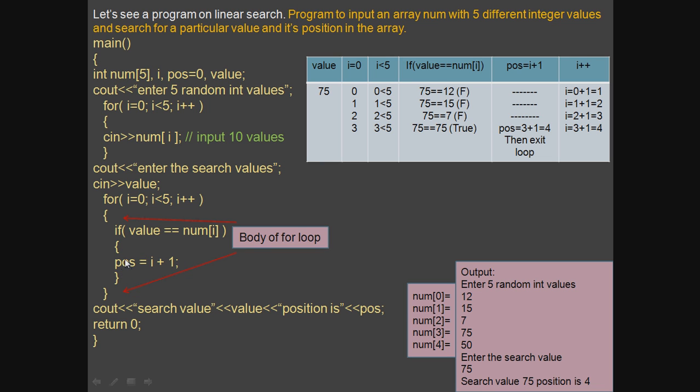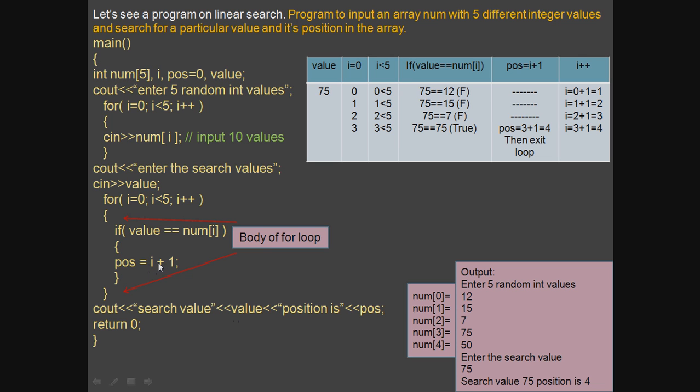So the position is 4, which means that as per the array index, it is 3, because it starts with 0, 1, 2, 3. But when we have to find the actual position of that particular value, if we count from here 1, 2, 3, 4, it comes out as 4. So that's why here it is written I plus 1.